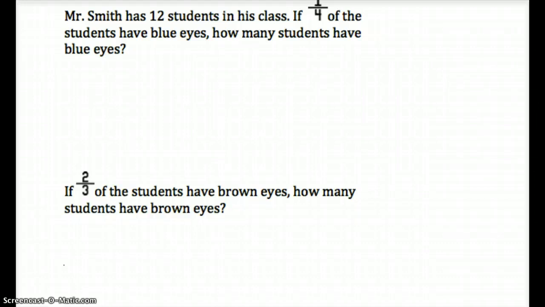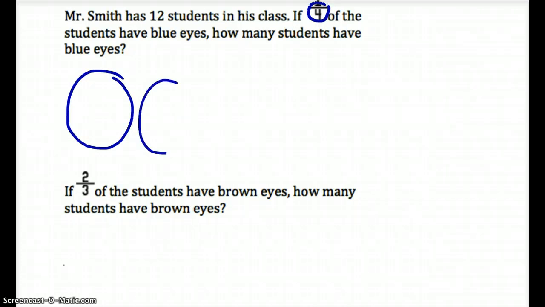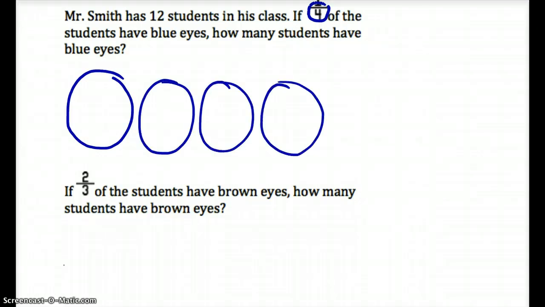So what I want to do to solve this problem is look at this bottom number of my fraction, which we call the denominator. And that tells me how many groups I want to break his students into. So my denominator is 4, which means I'm going to have 4 groups. 1, 2, 3, 4. Very good.